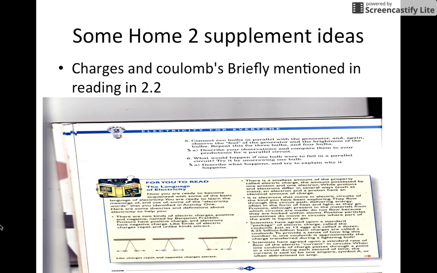So, it mentions charges and Coulomb, but it doesn't go that much into it. And there's a big component that students need to know about that in the standards, as well as how they're going to be tested at the end of the year on the MCAS. So you definitely want to go into a few things with a bit more detail. Home 2 covers a lot about current electricity, but we need to go a bit more into static electricity and a little bit more into electromagnetism. So I'm going to give you a few ideas, a few things that I've used.